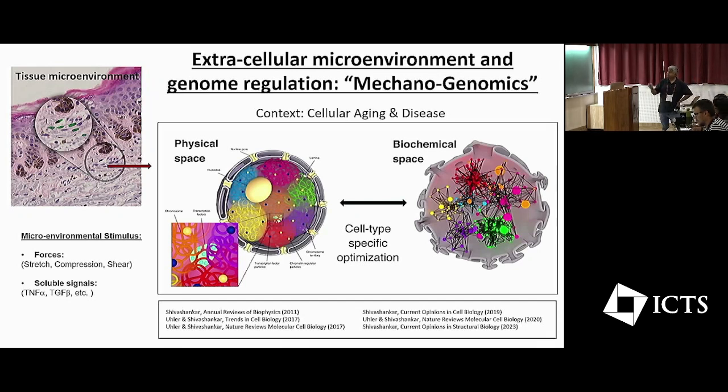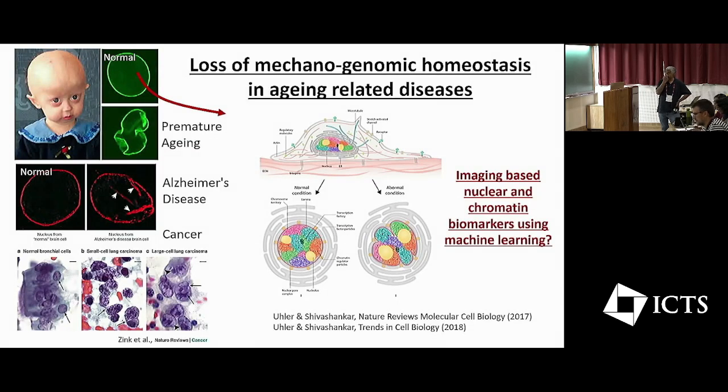And if this optimization is lost, what you have is loss of homeostasis. And you all study this quite a bit more than we do, that the nuclei, for example, in aging or premature aging, neurodegeneration, and cancer, most of this chromatin organization gets altered. So can we think of imaging these alterations and see if we can learn from those images using deep learning techniques?